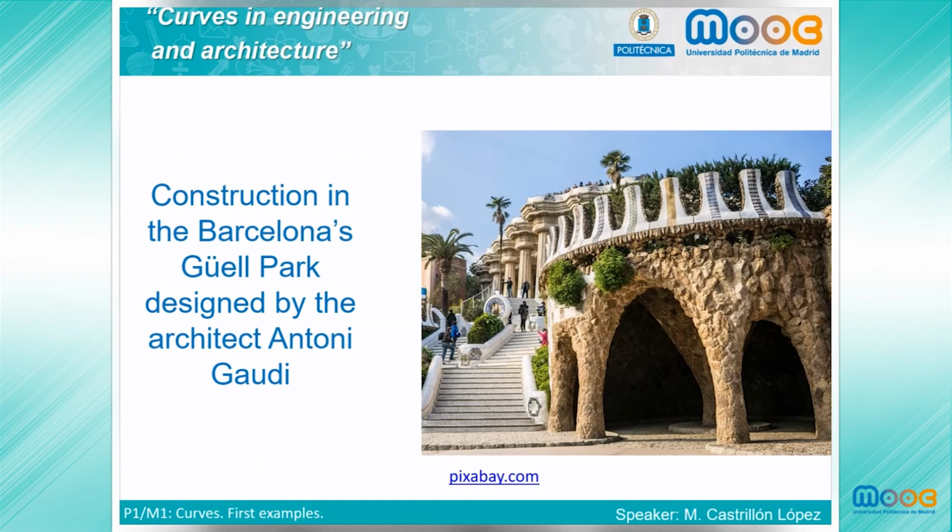Parabolas have been widely used in architecture for its beauty, as those in Park Güell, Barcelona, designed by the architect Antoni Gaudí. There are many other examples, for example in bridges and other constructions.